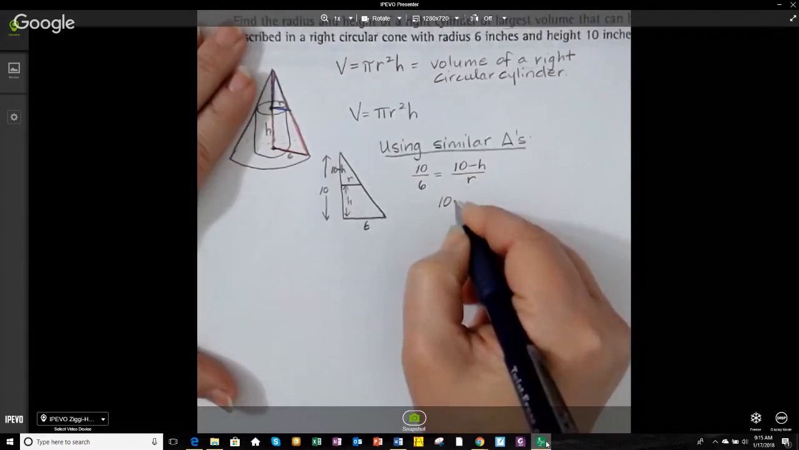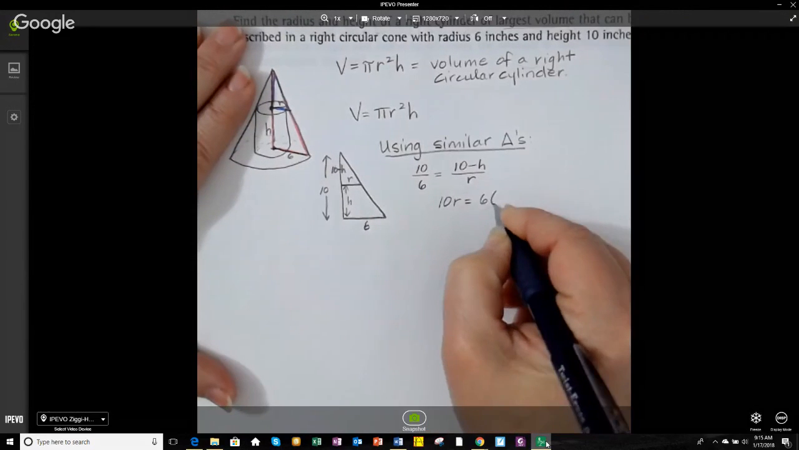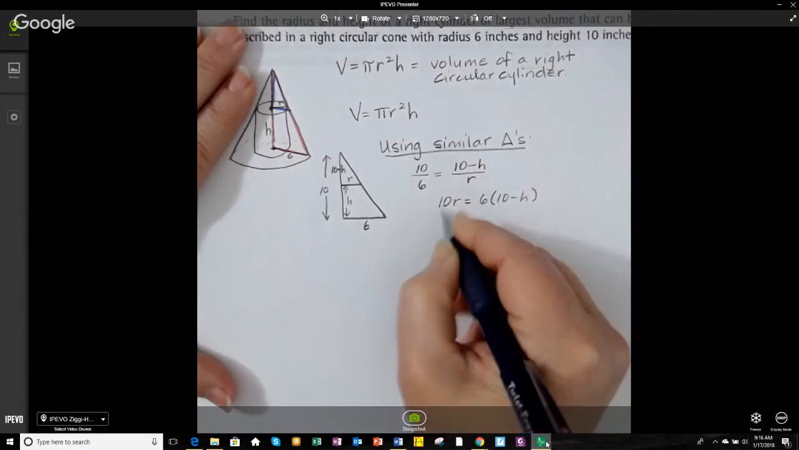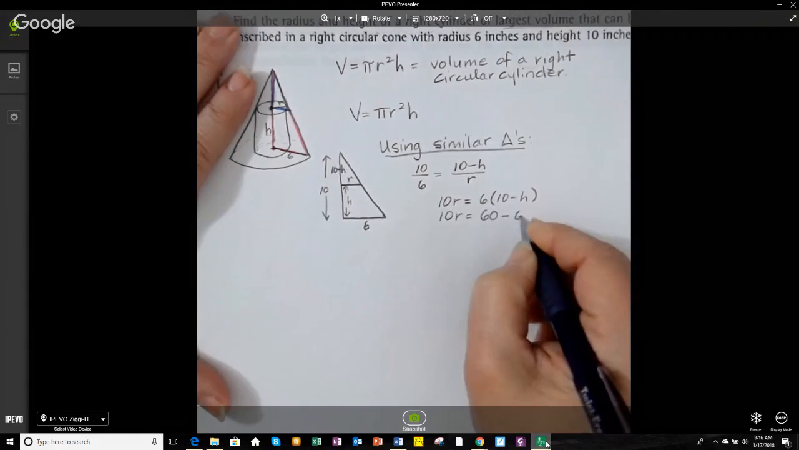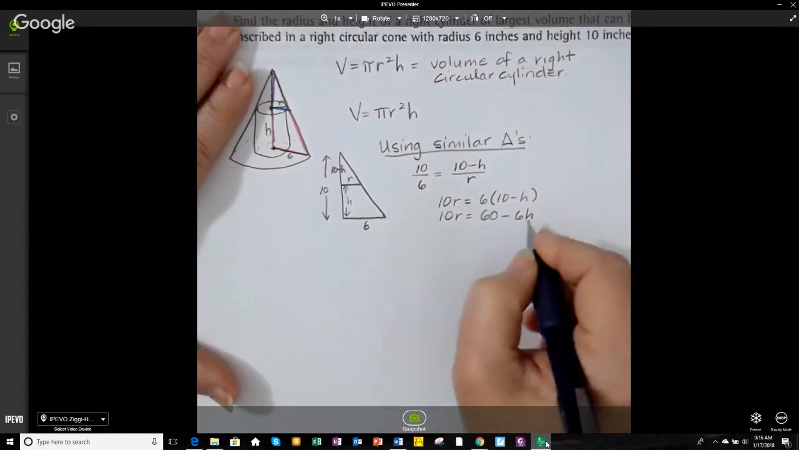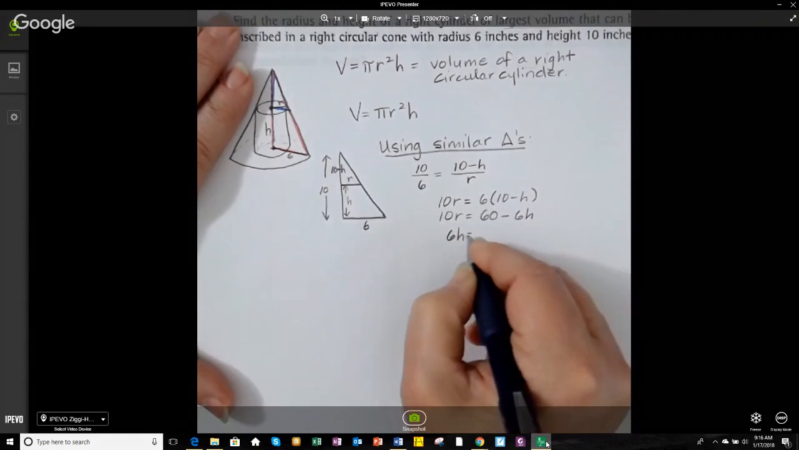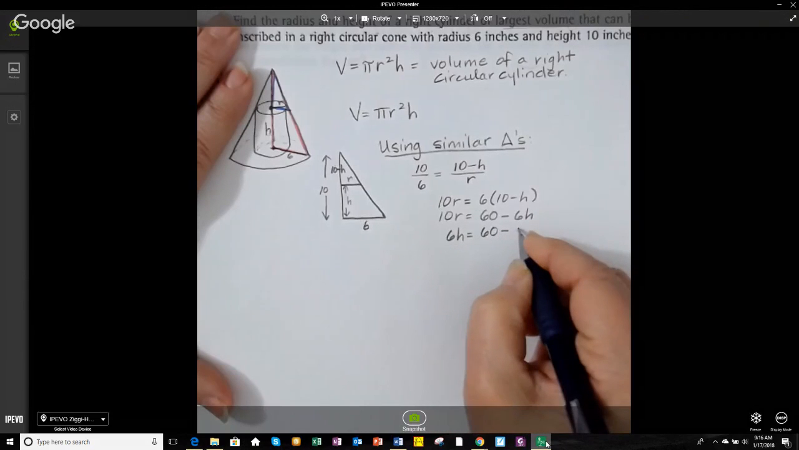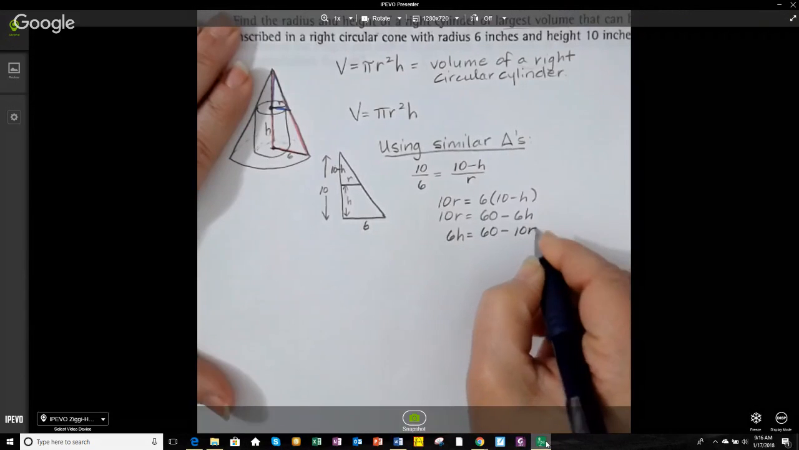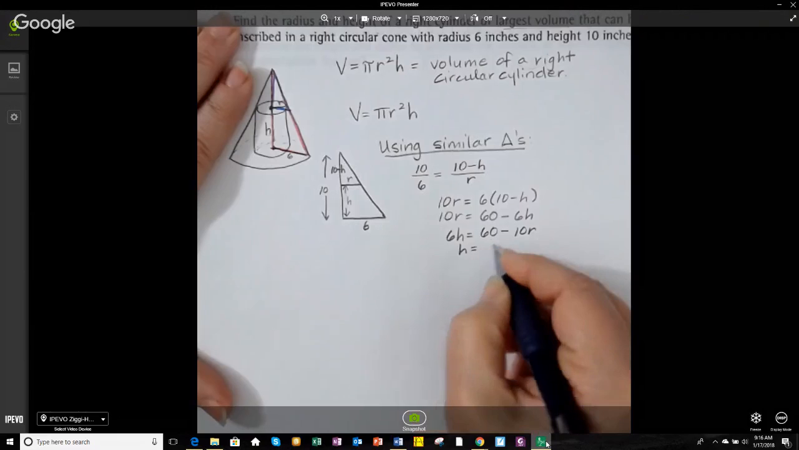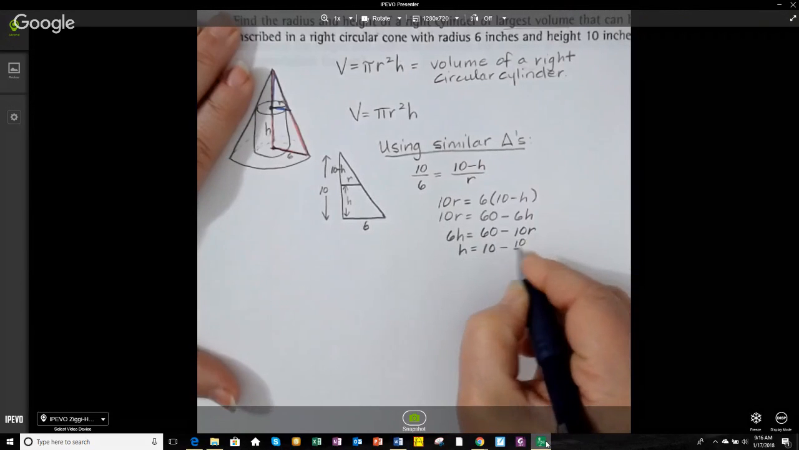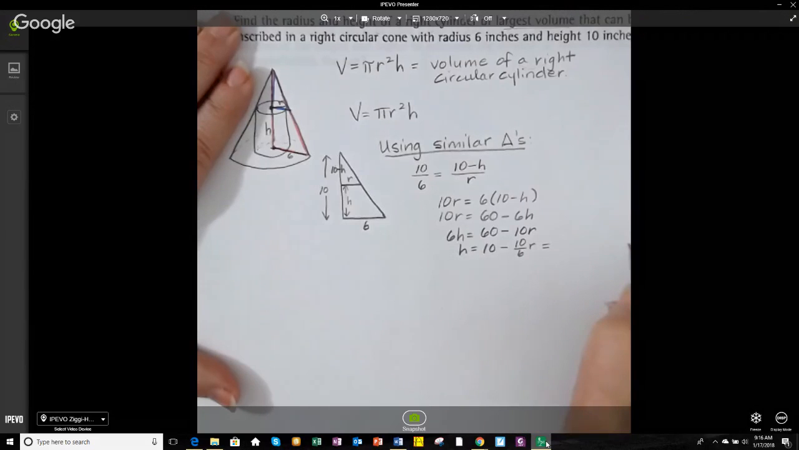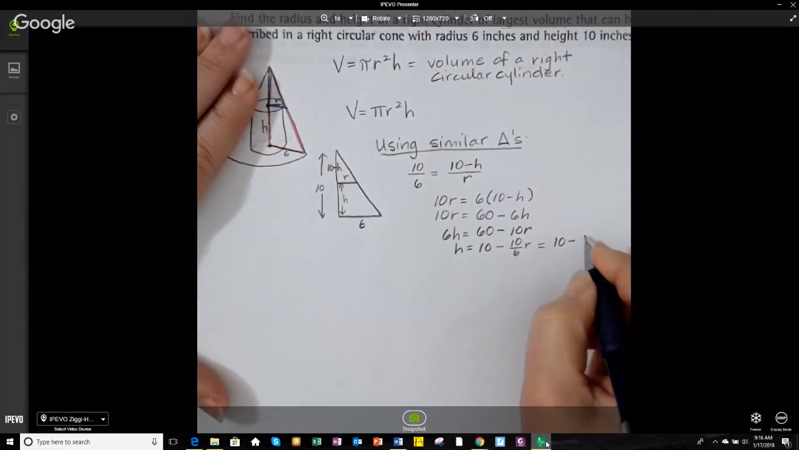So this is 10r equals 6 times 10 minus h. Let's simplify a bit. This is 60 minus 6h. And I'm going to solve this for h, so I'm going to move the 6h over here. I'm going to say 60 minus 10r equals 6h. Divide by 6. So I get 60 over 6, which is 10, and then minus 10 over 6 r. But I can reduce that to 10 minus 5/3 r.